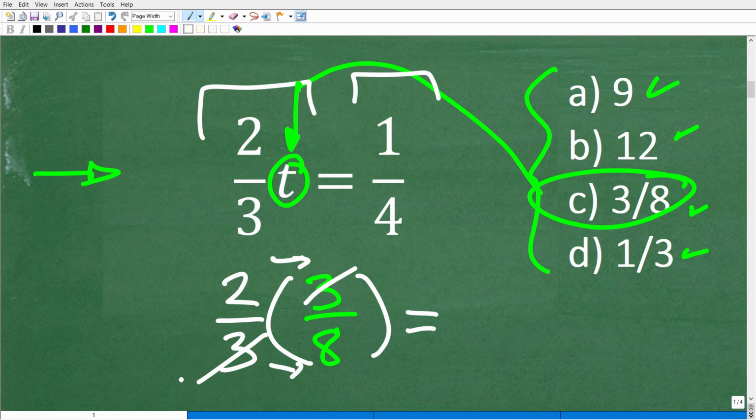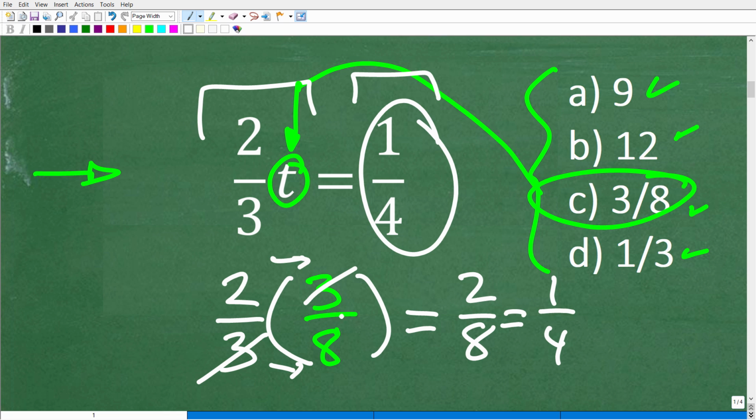Here you can see we just cross-cancel the 3's, and we have 2/8, and that reduces down to the fraction 1/4. So indeed, 2/3 times 3/8 is equal to 1/4. So there you go. This is the correct solution.